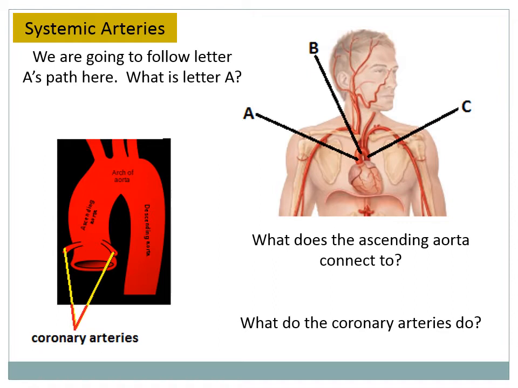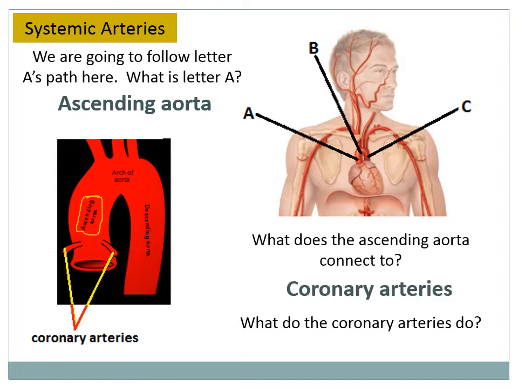What is letter A? Yeah, that's an ascending aorta. That's a part of the aorta that is going upwards. When we look over here at the picture to the left, we see the ascending aorta right here. What is our ascending aorta connected to?